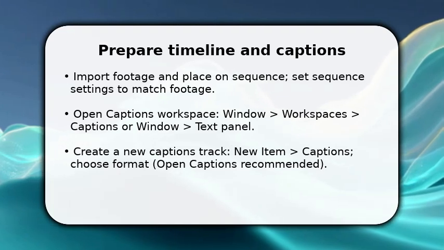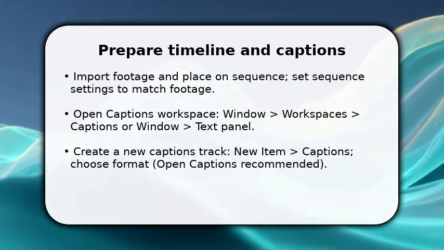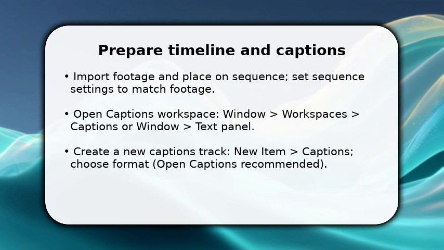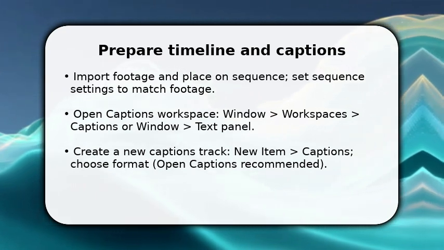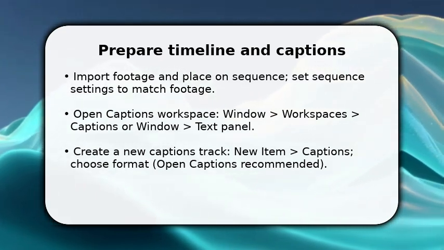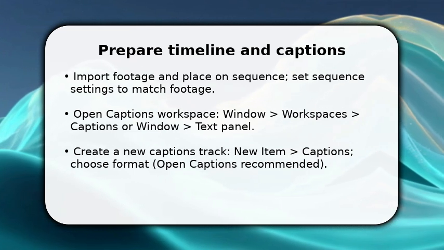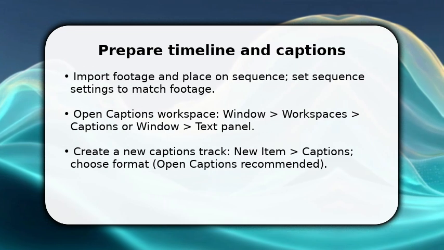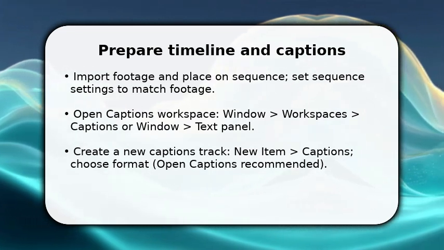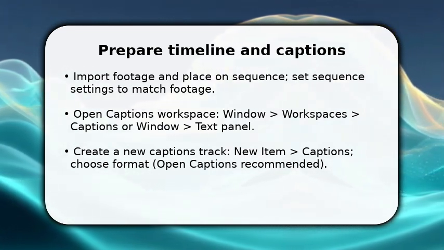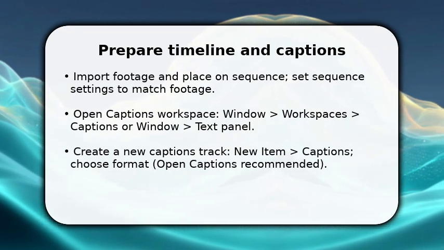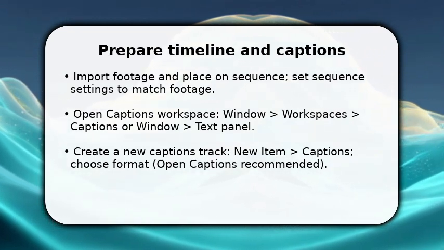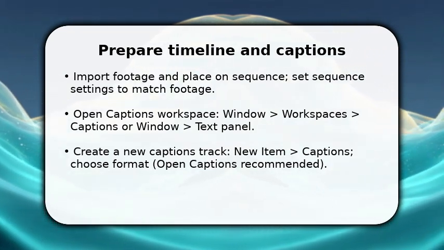You start by getting your sequence ready and creating a captions track so you can type directly onto the timeline. Import and place your clips, then switch to the captions or text workspace. This gives you the panels you need. Create new item captions and pick open captions for flexible styling. Once done, drag the captions item onto a track above your video. Now you're set to add timed subtitle blocks that align with spoken audio.